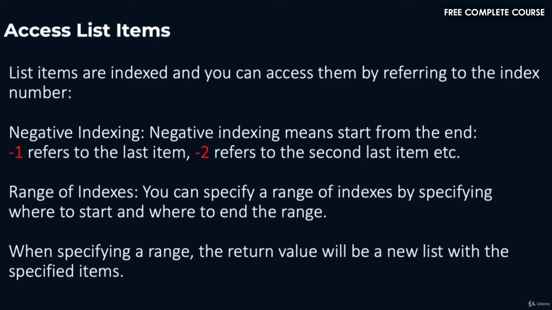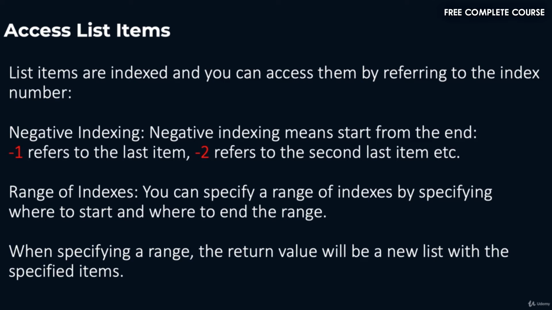All right, welcome back. So in this video, we're going to talk about access list items. List items are indexed and you can access them by referring to the index number. Negative indexing means start from the end. -1 refers to the last item. -2 refers to the second last item, etc.